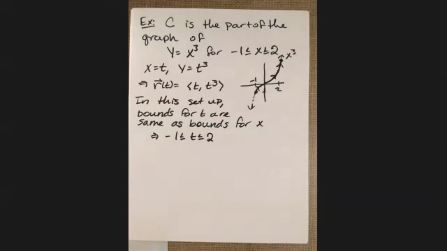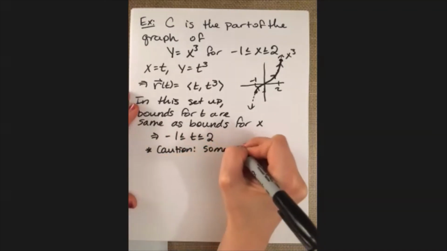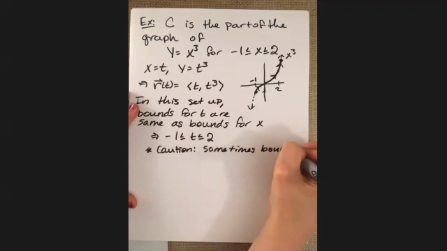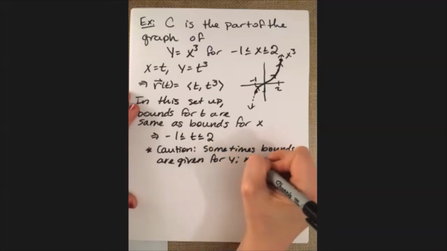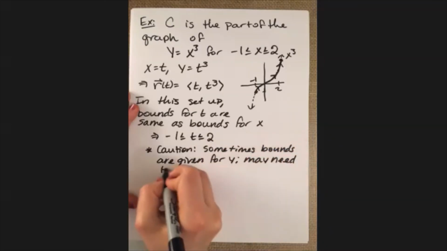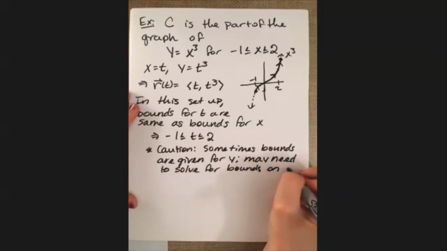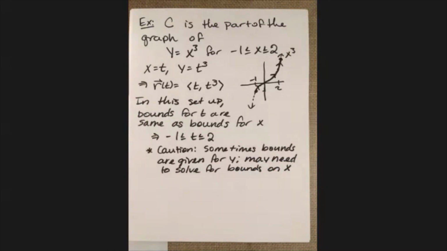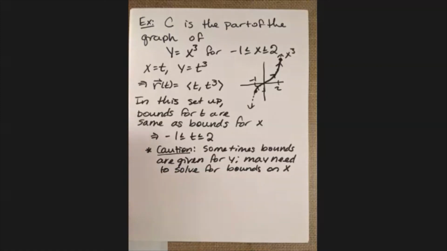Now, a word of caution. Sometimes bounds are given in terms of y, so you may need to solve for them. You can either solve for bounds on x and then use them for t, or you can do some sort of a direct substitution here and solve for them for t directly. Either way is fine, but just be aware that sometimes you're given them in terms of y, and you may have to solve for them in terms of x then. But anyway, this is all the information that you would then need to be able to do an integral problem.